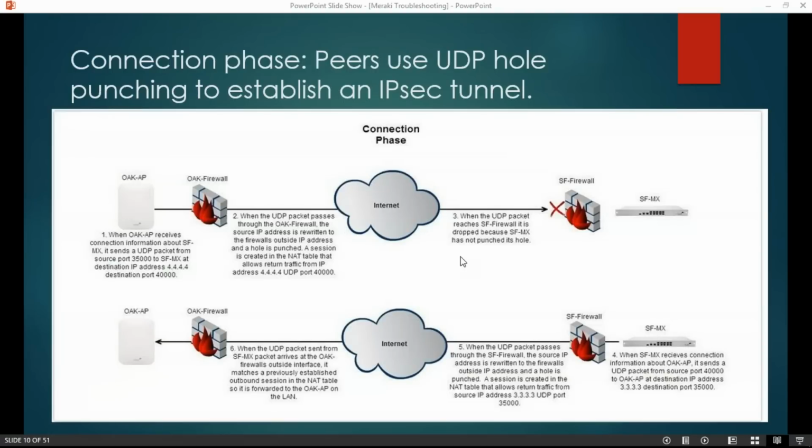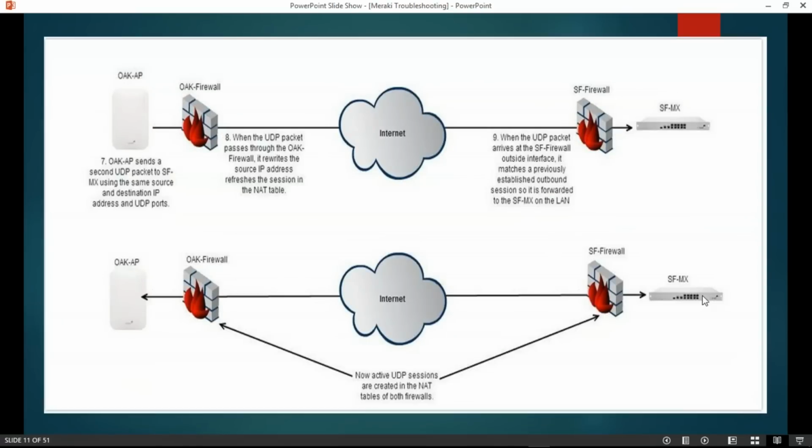Great. And now you can see that here we have a hole in the firewall, and here also we have a hole in the firewall. Now in the final stage, what will happen from OAK to the SF firewall? The AP sends a second UDP packet to this side, obviously with the same destination IP and UDP port.